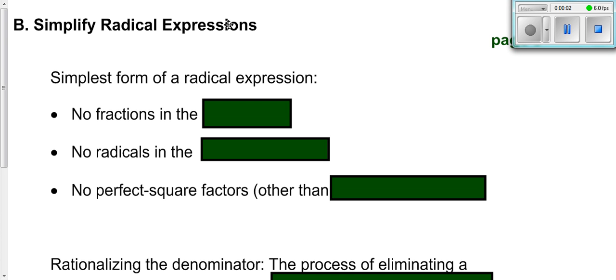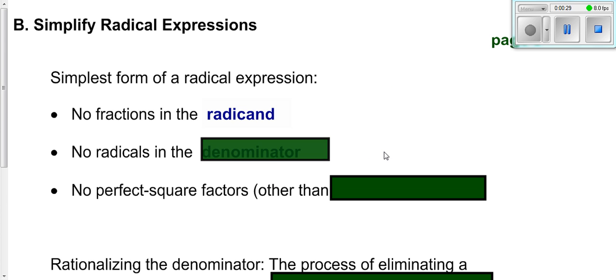This is part B of chapter 11, Simplify Radical Expressions, and these rules apply to simplest form. It's not that these things are illegal in mathematics, it just means if you see any of these things, it's not in simplest form. So the first thing is we're not allowed to leave fractions under the radicand, and remember that means we can't have a fraction under the square root symbol if it's a square root, or the cube root if it's a cube root.